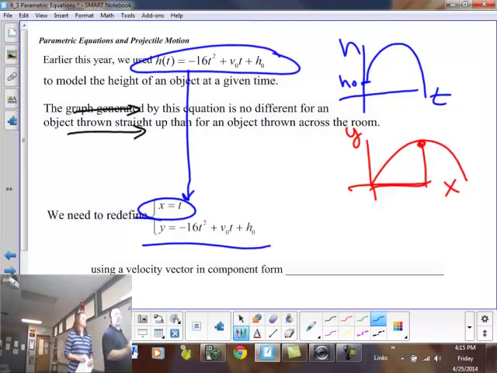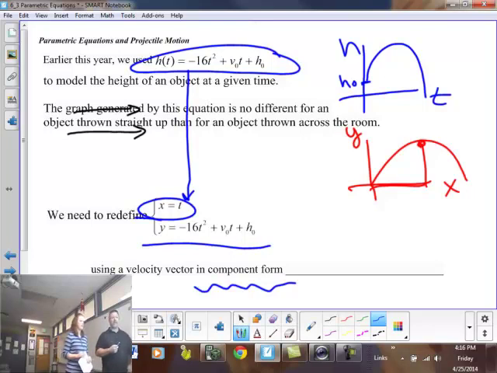And then we let y equal negative 16t squared plus v naught t plus h naught, because we said that was the simplest way to do it. But let's go back a second to what we did last class, which was vectors, component form of vectors specifically. A velocity has a vector. It has a horizontal and a vertical component to it.